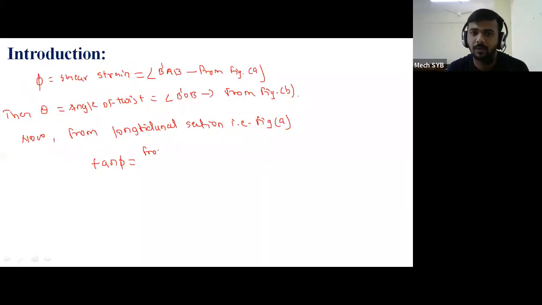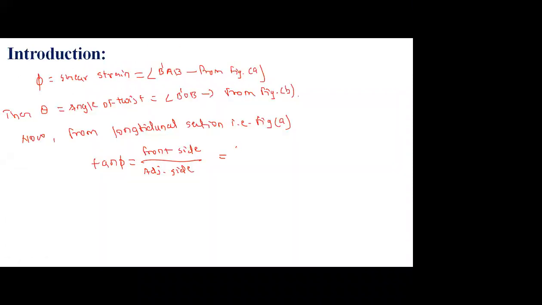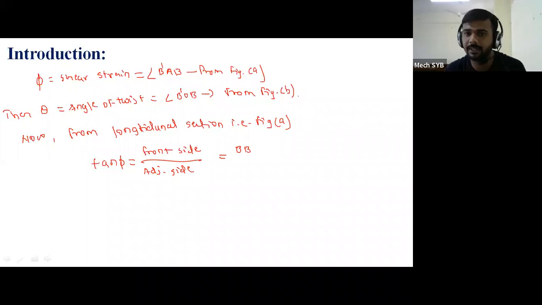Front side upon adjacent side. Now please tell me, what is the front side of the tan phi from the figure? B dash B. B dash B, correct. Or B B dash, I will consider. B B dash. Divided by, what is the adjacent side?